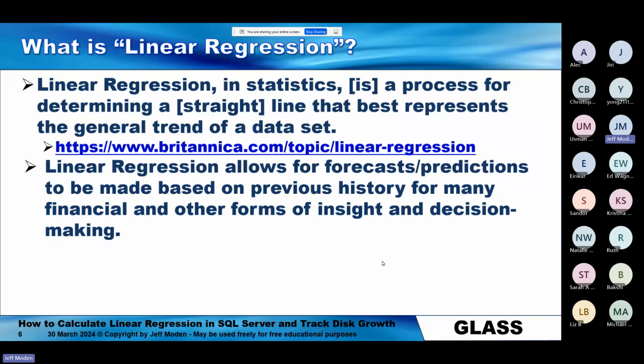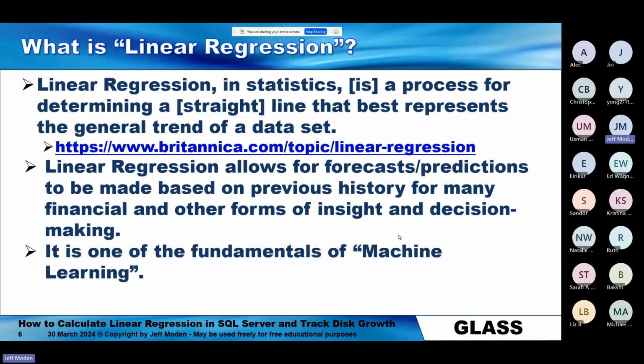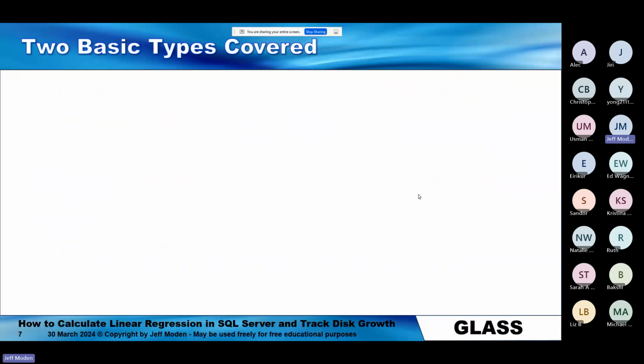For example, compared to the temperature of the day, how many ice cream cones are you likely to sell? And that's a form of linear regression as well. That's a very typical example when they're teaching linear regression. It's also one of the fundamentals of machine learning. If you look up machine learning, the first thing they do is they teach you a little bit about linear regression.